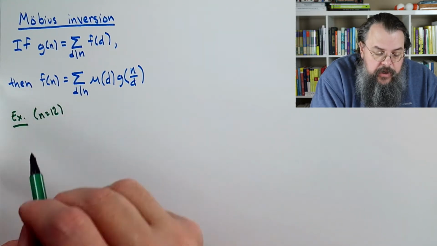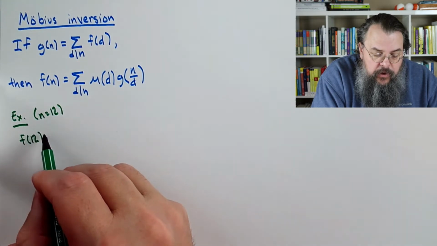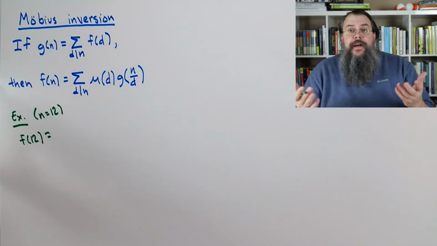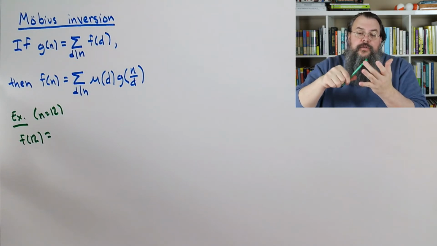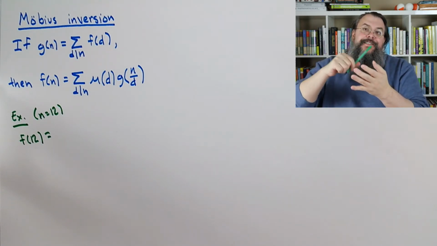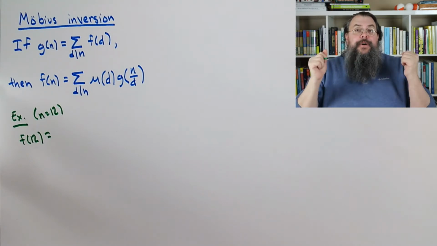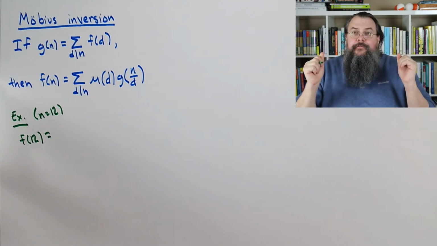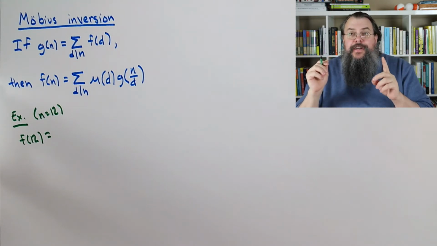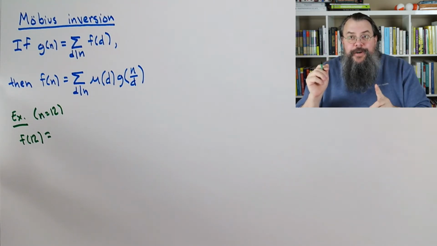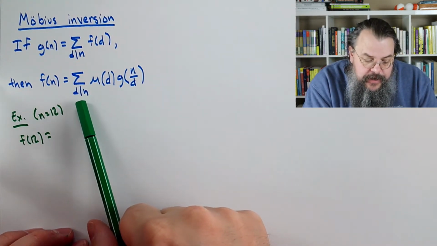Well, according to this, if I want to know what f of 12 is, what can we do? Well, we look at all the divisors of 12. Now there's 1, 2, 3, 4, 6, 12. That's a lot of divisors. But all right, let's work through it. Now, because of the Mobius function, we can actually save ourselves some work. Which divisors do we care about?